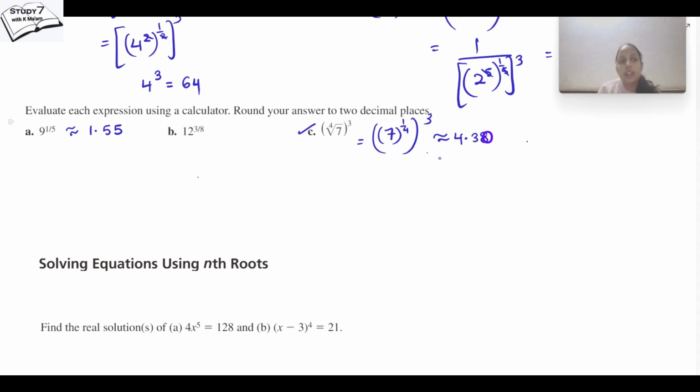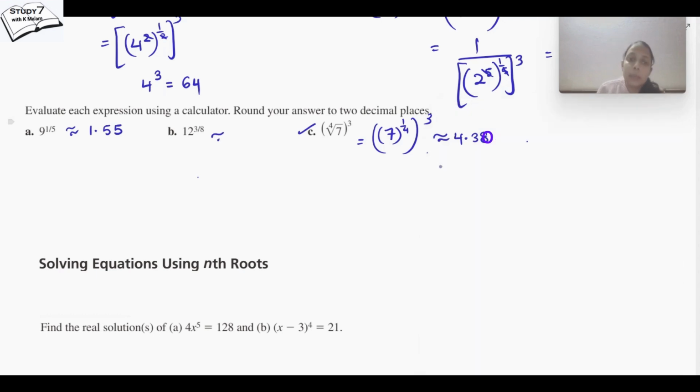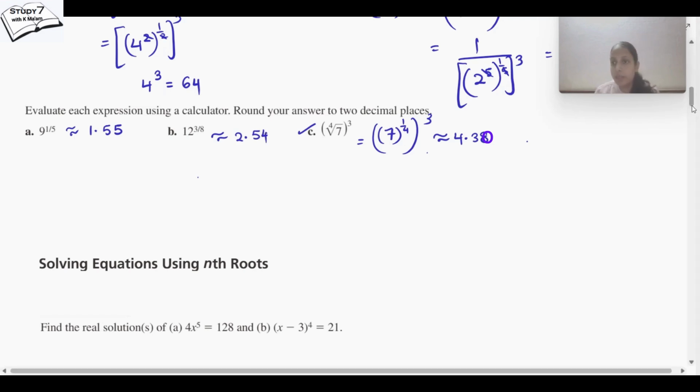4.30. This you can also directly calculate, 12 to the power 3 by 8. I'm getting 2.53. Here, the third digit is 9, which is greater than or equal to 5, so this number is shifted here. One digit shift here, it will be 2.54. So approximately 2.54 is the answer. Okay.